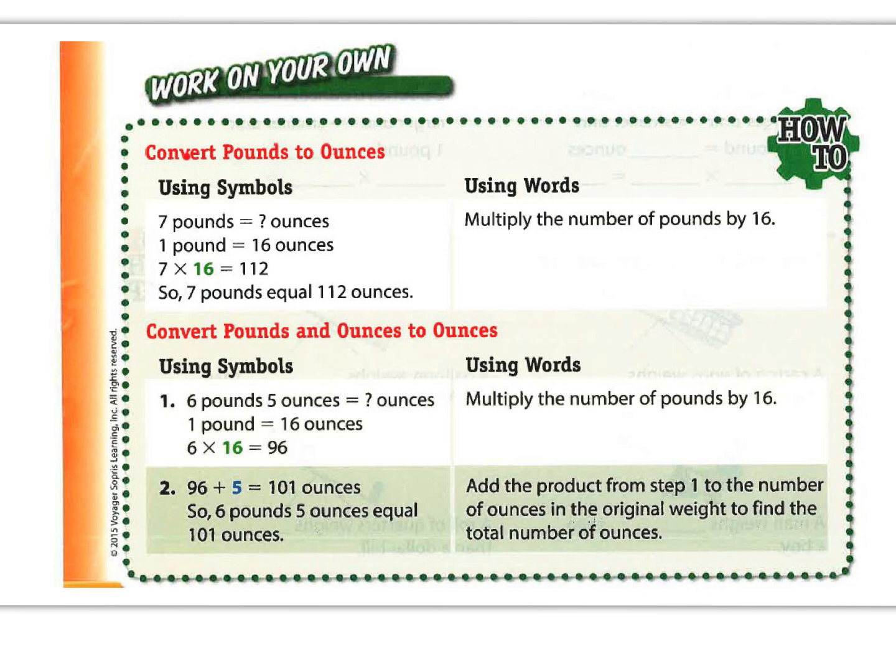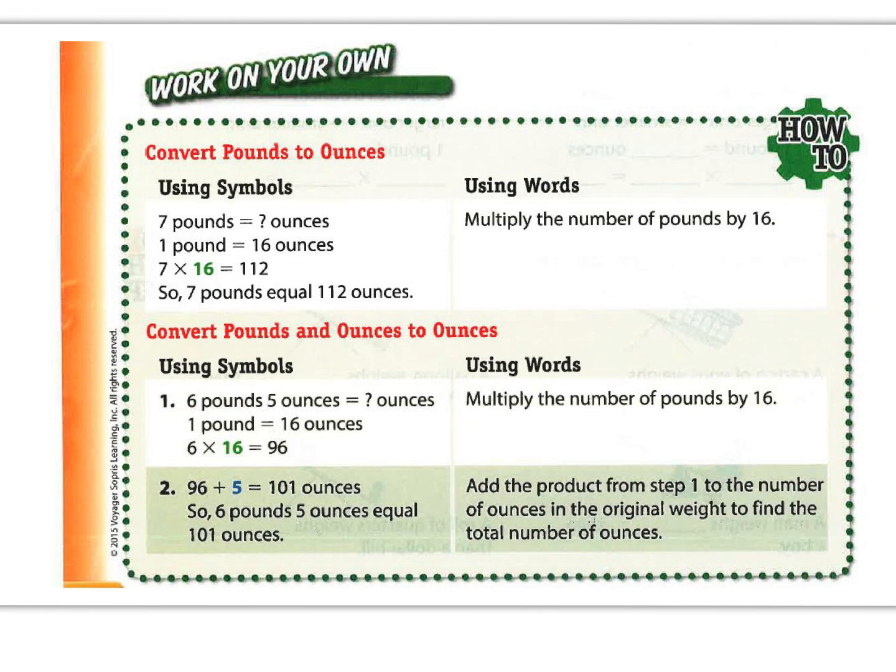All right, so converting pounds to ounces using symbols. 7 pounds equals how many ounces? We know 1 pound equals 16 ounces, so 7 times 16 equals 112. So 7 pounds equals 112 ounces. So all you have to do is multiply the number of pounds by 16. Then if you convert pounds and ounces to ounces, you have to multiply the number of pounds by 16.